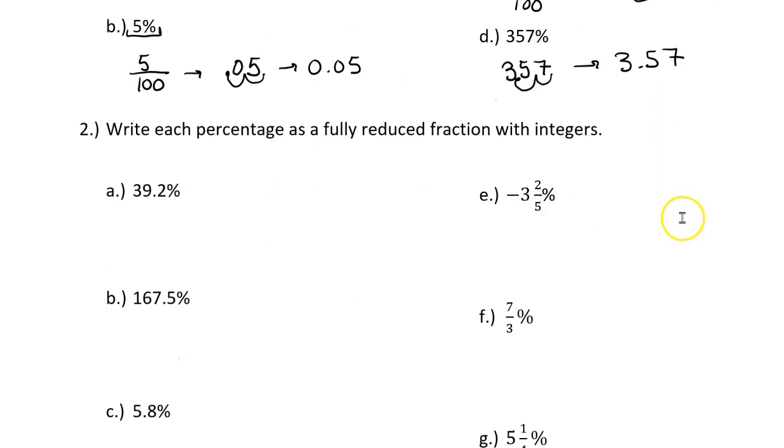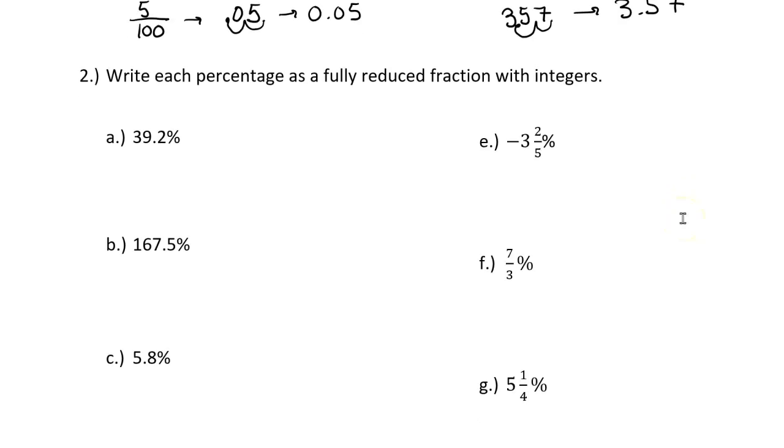So for 2, the instruction here is to write each percentage as a fully reduced fraction with integers. So fully reduced fraction with integers. So basically that's saying the fraction cannot have decimals in it, right? That's the quick way of thinking about that.